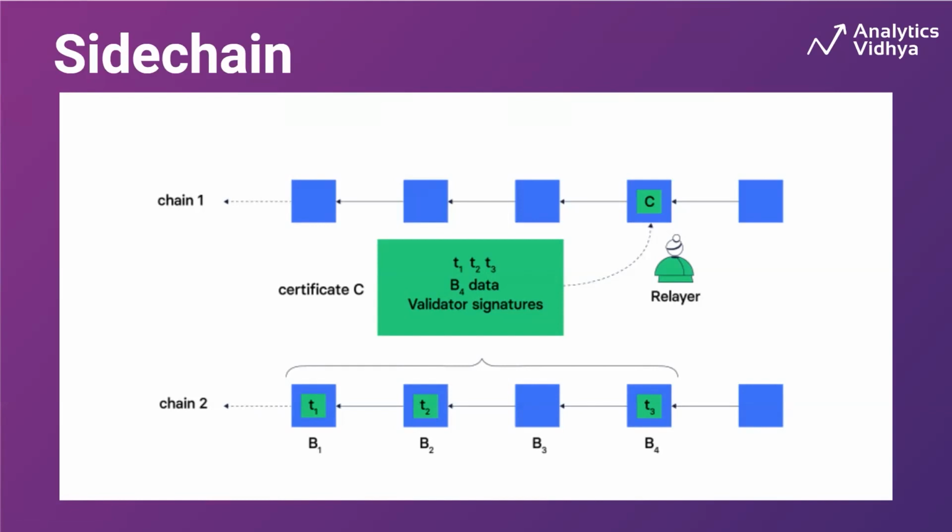This relayer smart contract is deployed onto the main chain, like currently we have the Ethereum chain, and this is the Polygon chain. So this relayer smart contract is deployed onto the mainnet.